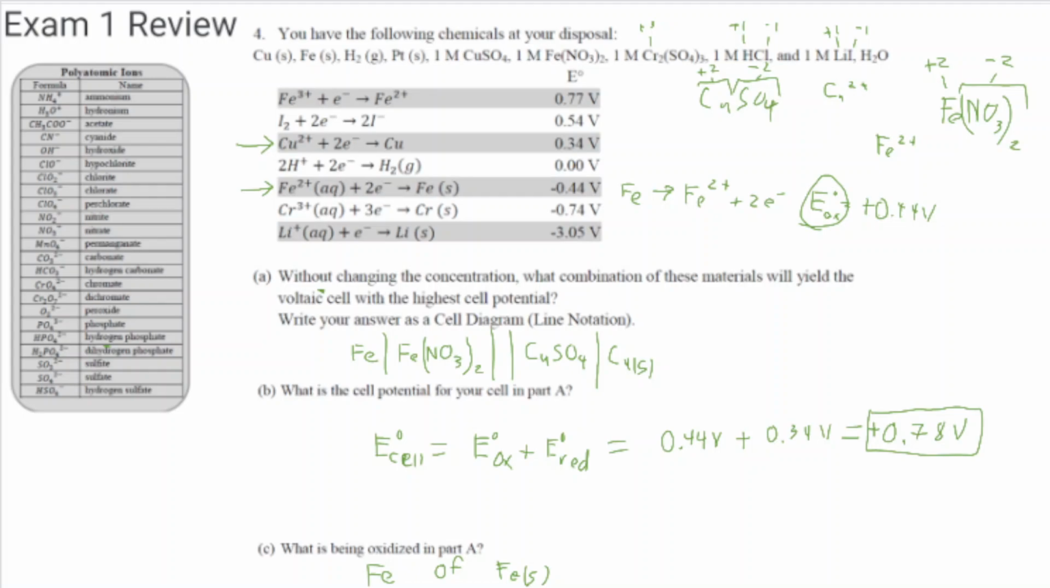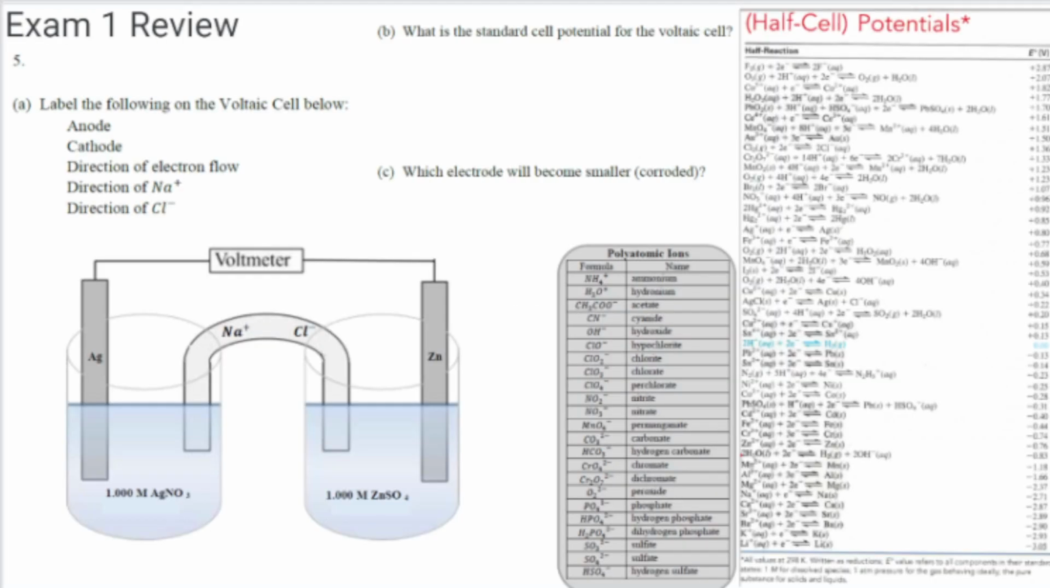Now let's tackle question number 5. So clear that. And let me pull it up. All right, so for question number 5, we have an electrochemical cell that's given to us or drawn for us, and some questions. And then I pulled these from your useful equations packet. So we have polyatomic ions, and we have our standard reduction potentials. And we're going to follow a similar process to what we were doing earlier.